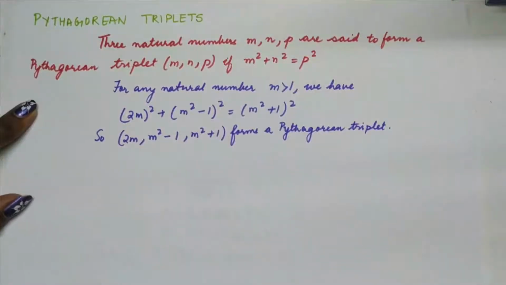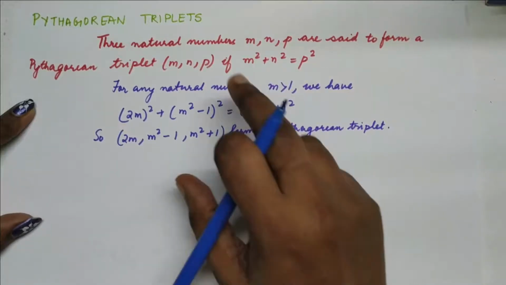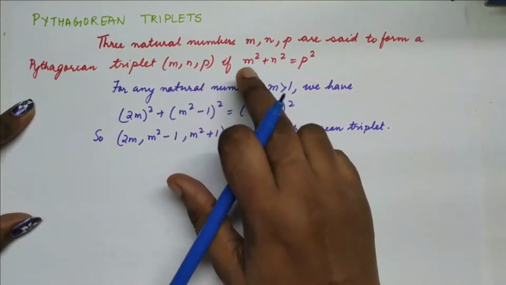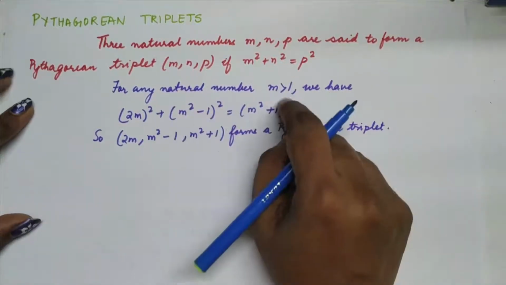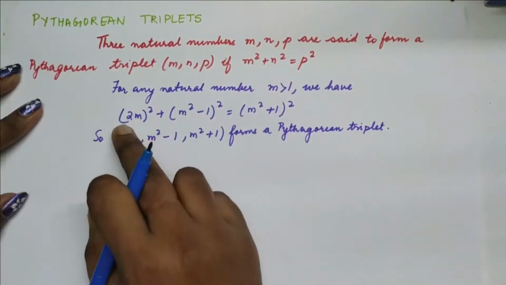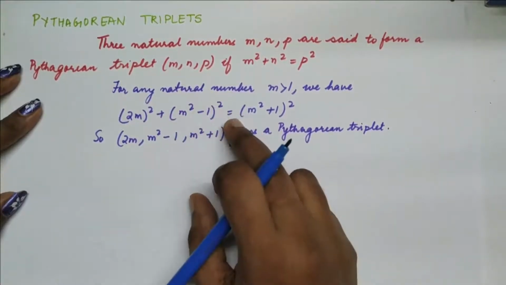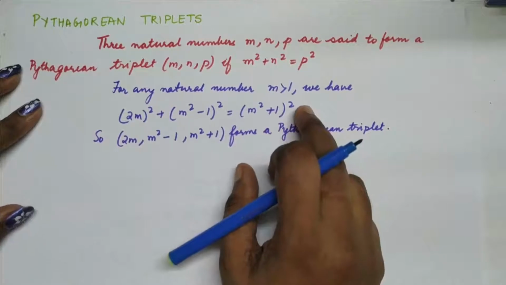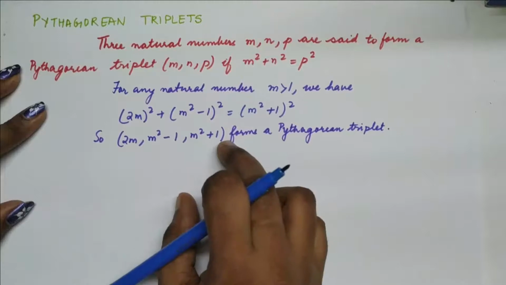Now moving to another very interesting topic, that is the Pythagorean triplet. Three natural numbers m, n, p we can call a Pythagorean triplet if they are in the form m square plus n square equal to p square. And for this, you need to remember that the value of m should be greater than 1. We can also get the numbers as 2m whole square plus m square minus 1 whole square equal to m square plus 1 whole square. And the three triplets can be 2m, m square minus 1, m square plus 1.